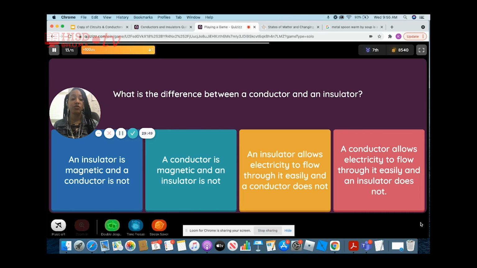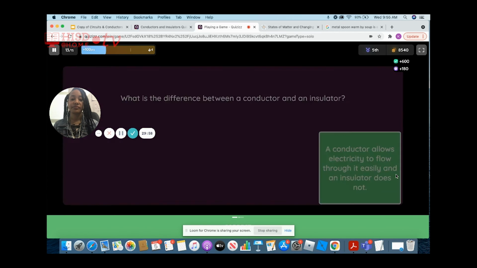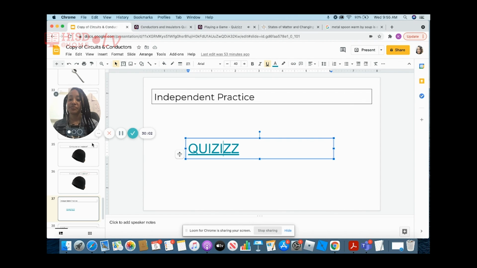So the answer to this question is the last one. A conductor allows electricity to flow through it easily. An insulator does not. All right. So now let's get to our STAAR practice question.